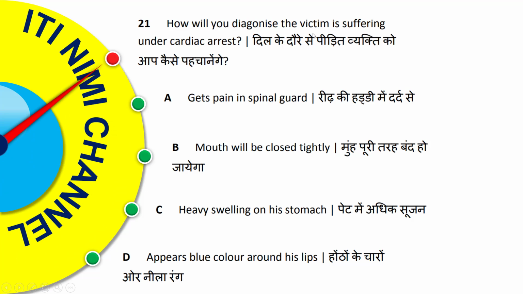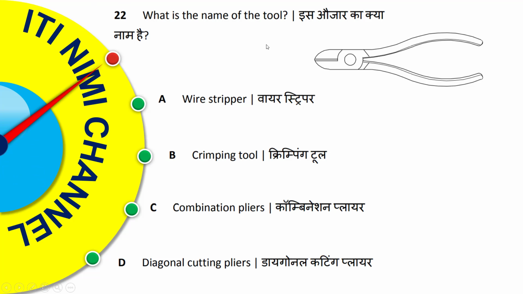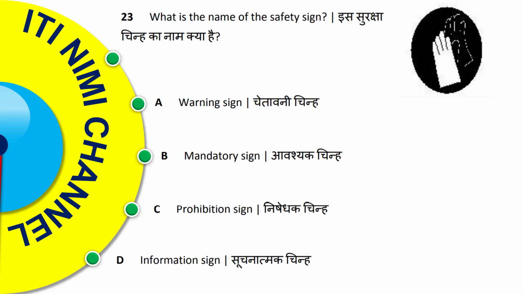How will you diagnose that the victim is suffering from cardiac arrest? Pains in the spinal cord, mouth closed tightly, heavy swelling on the stomach, blue color appearing around the lips. The answer is blue color appearing around the lips. What is the name of the tool? You have to tell what is the name of this tool. Wire stripper, crimping tool, combination plier, diagonal cutting plier. The answer is diagonal cutting plier.